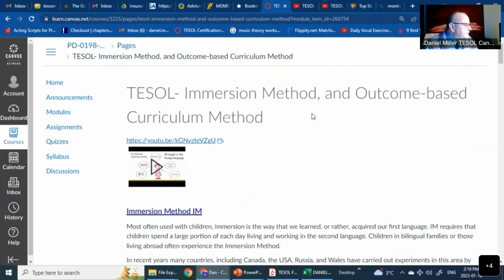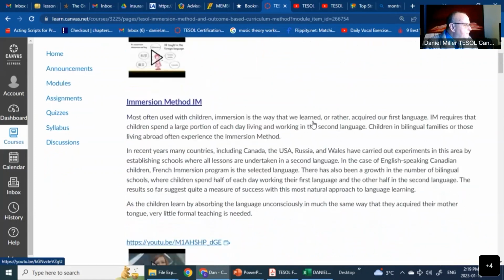Then we move into the immersion method, IM. Most often used with children, immersion is the way that we learned, or rather acquired, our first language. Immersion method requires that children spend a large portion of each day living and working in the second language. Children in bilingual families or those living abroad often experience the immersion method.